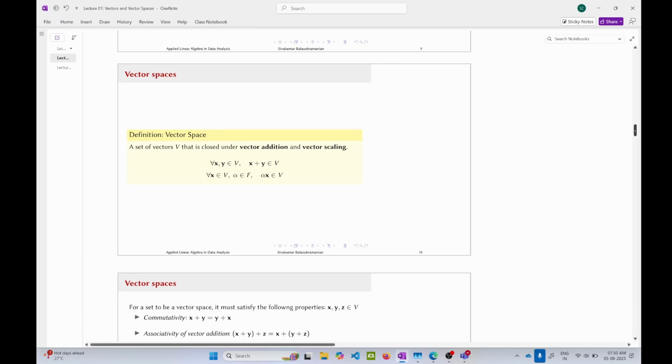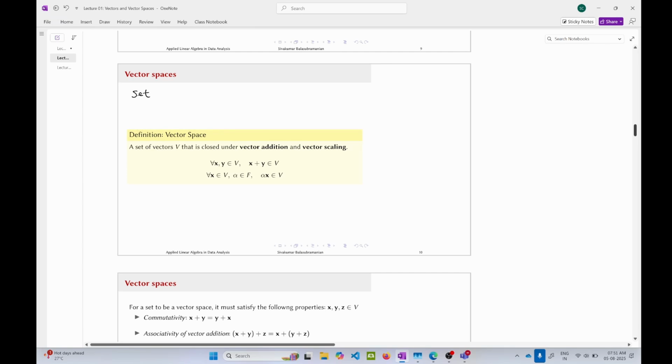And that brings us to the first major definition that we will deal with in this course, which is essentially vector space. Okay. So whenever you hear the term vector space, what we're talking about is a set.